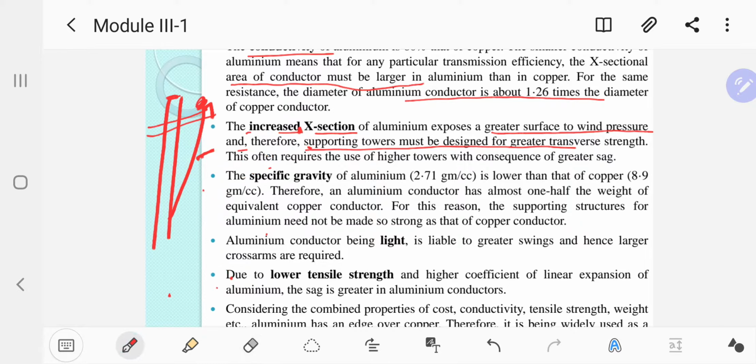So next comes the property. One more thing is that because of the higher towers, there is a greater sag. Because the length of the supports is greater, there is a greater sag. We will study sag in the coming videos, but briefly you should know what sag is. What is sag?